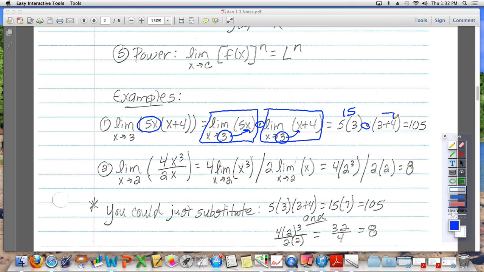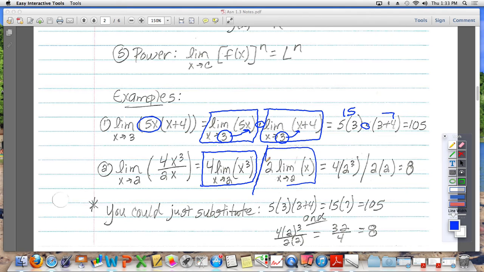Example 2, the limit as x approaches 2 of 4x cubed over 2x. Again, I'm going to do each one of these things individually. I'm going to do the limit of the first one. Notice my divide sign, I'm dividing by, and then I'm going to do the second one.